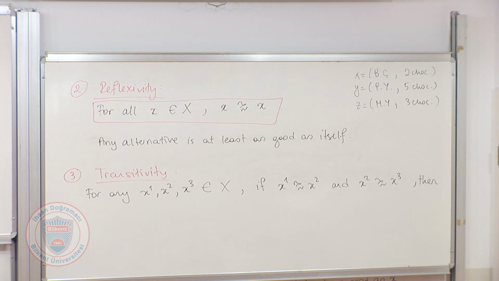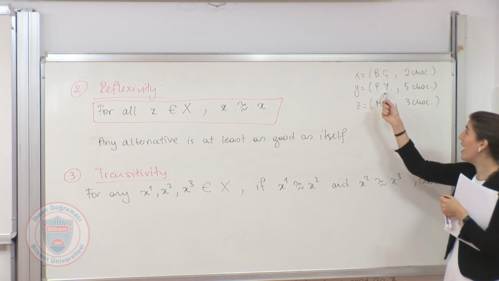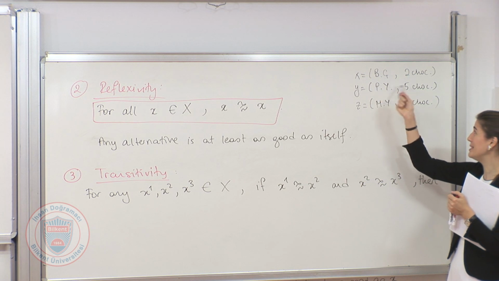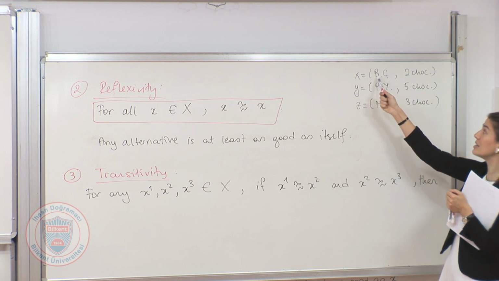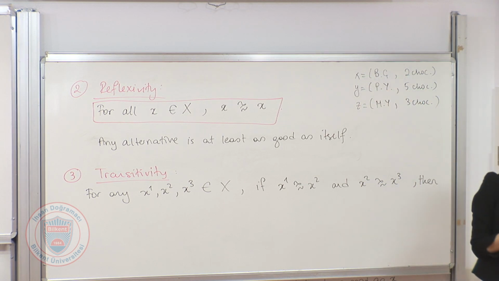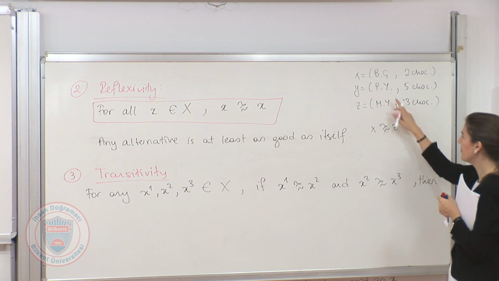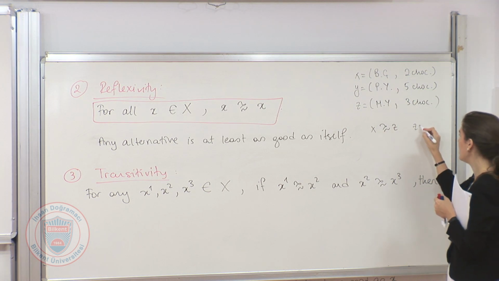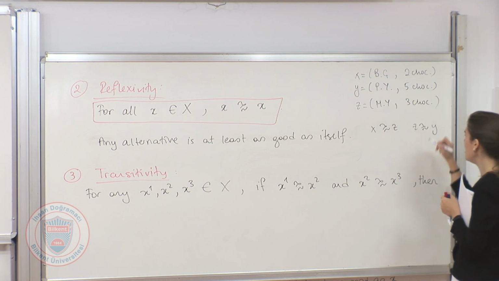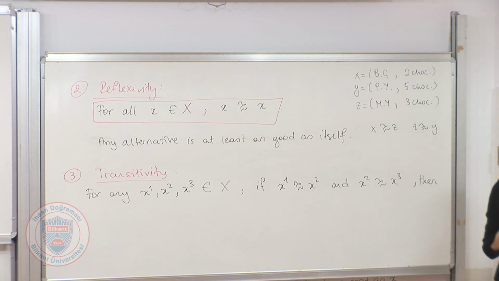If I'm a consistent person, what should I say? Should I say that for me, Pis Yedili and 5 chocolate bars is at least as good as Behzatçe and 2 chocolate bars? Do you think I should say that? Suppose I said this, X is at least as good as Z, right? Z is at least as good as Y. Then what should I say?